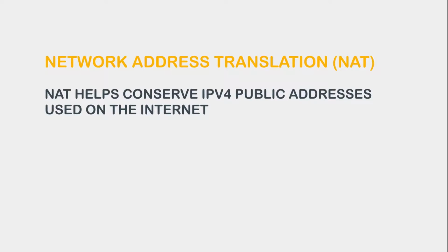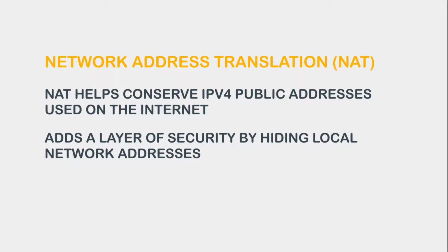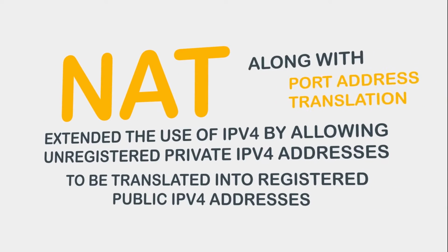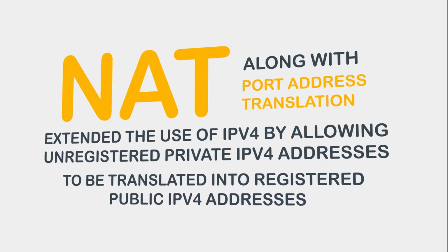The purpose of network address translation, also known as NAT, can be summarized in 3 key points. NAT helps conserve IPv4 public addresses used on the internet, adds a layer of security by hiding local network addresses, and increases the sustainability of IPv4. NAT, along with port address translation, which is discussed later in this video, has helped extend the use of IPv4 by allowing unregistered private IPv4 addresses to be translated into registered public IPv4 addresses.